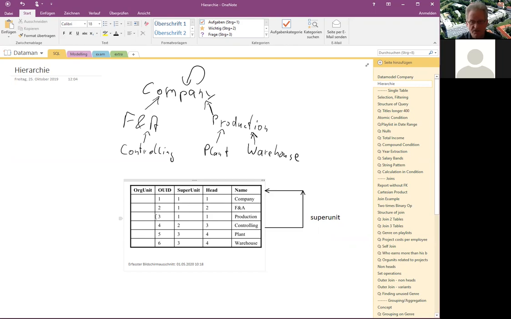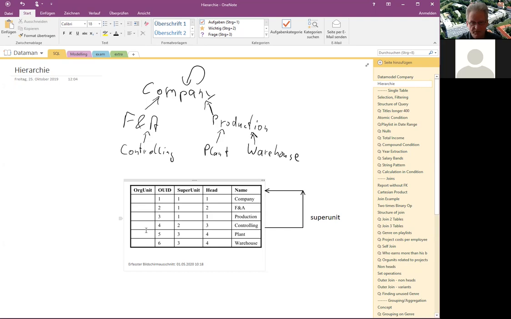Production is number 3. It also has subunit number 1, as you see. So that means production is also directly below company. Then we have controlling. Controlling has number 4 as a primary key and number 2 as a subunit. And if we look up the primary key number 2, we see it's finance and accounting. That means controlling is below finance and accounting.